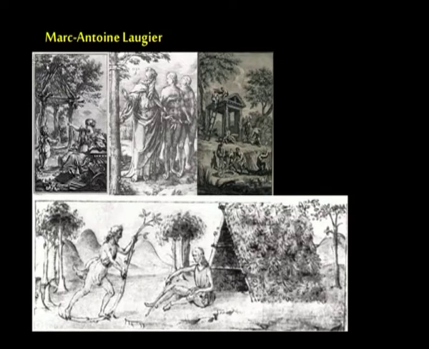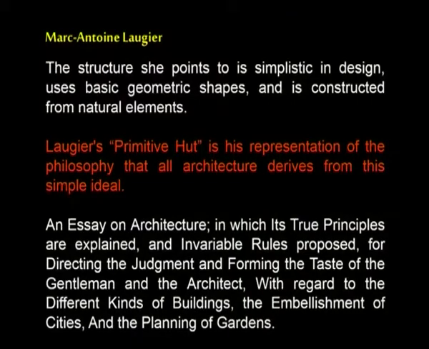Here you see he was shown a primitive hut, and then he immediately looks at the primitive hut as columns, entablature and the pediment. This is how an architect simply deciphers the basic layouts of even something as primitive as a hut. The structure she points to is simplistic in design, uses the basic geometric shapes and is constructed from natural elements. Laugier's primitive hut is his representation of the philosophy that all architecture derives from this simple ideal.